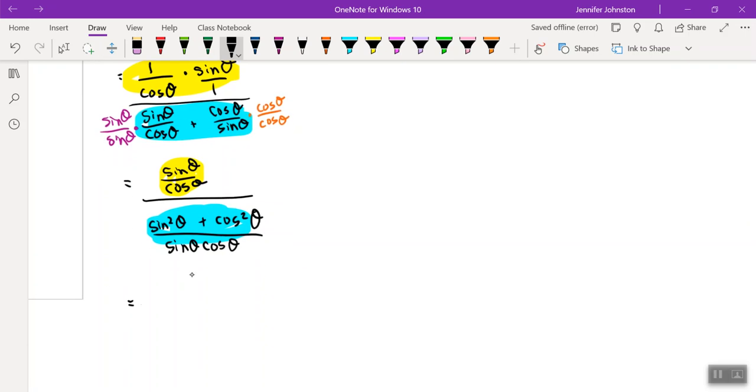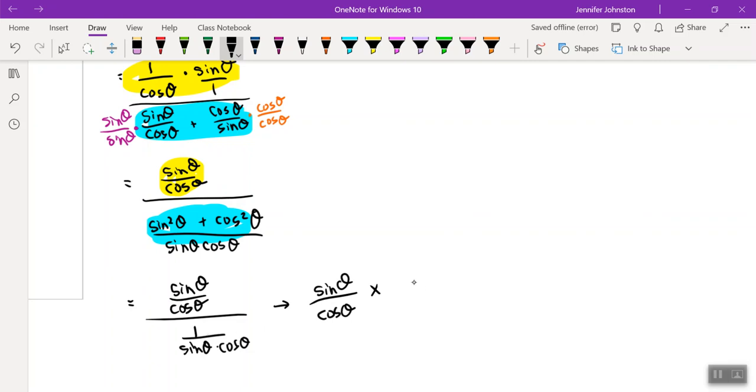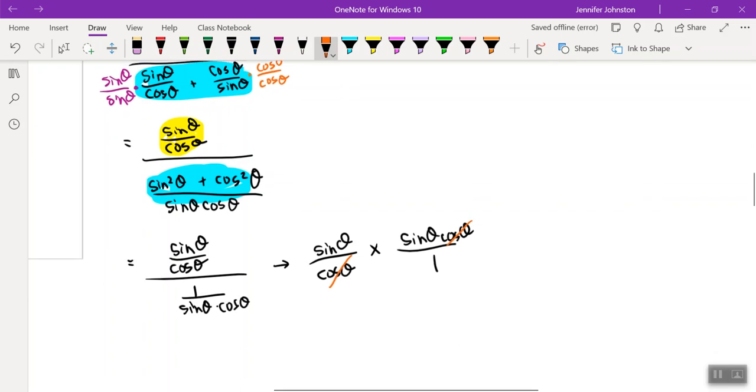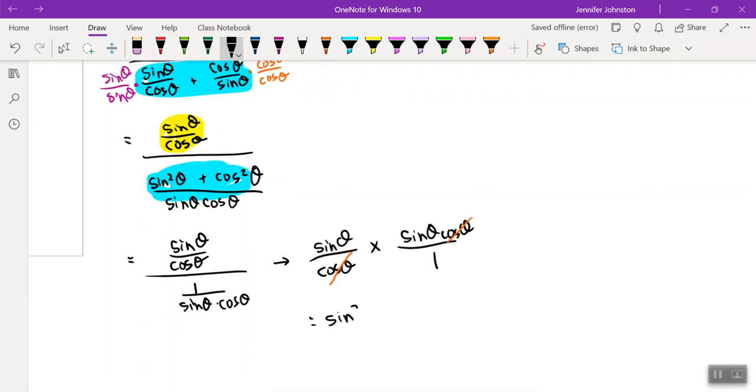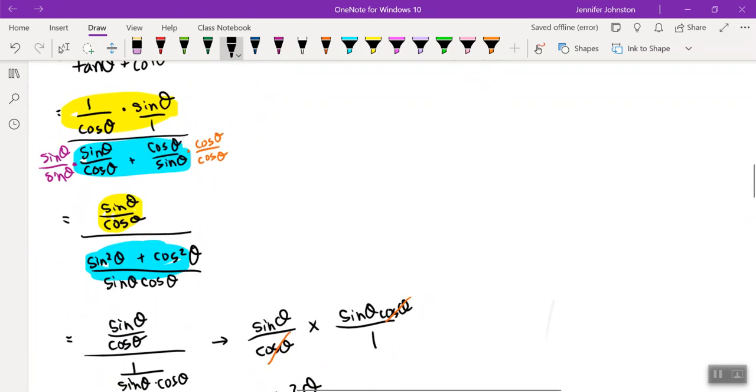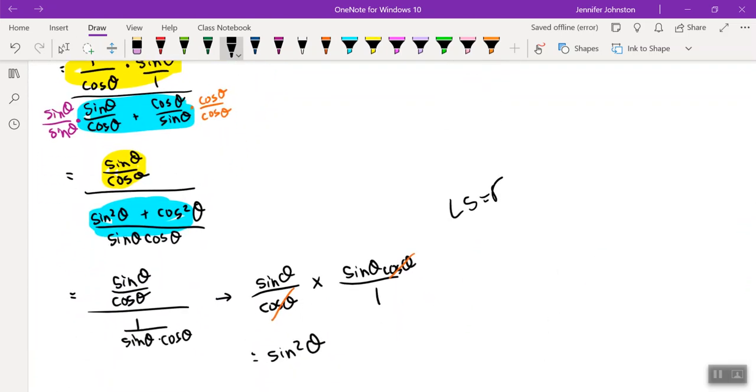Does that look familiar? I hope so. This is sine theta over cos theta, that's our numerator, all divided by 1 over sine theta times cos theta. This is the same thing as saying sine theta divided by cos theta times, right? If these two are being divided, we're going to multiply by the reciprocal. So sine theta cos theta divided by 1. What happens here is those two cos thetas cancel out and we get sine squared theta. Is that what we have on the right hand side? Yes, that's it. Left side equals right side.